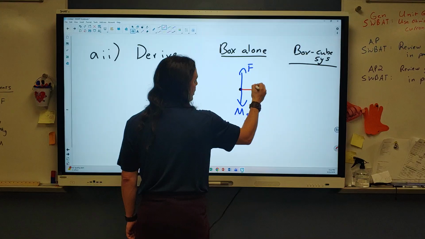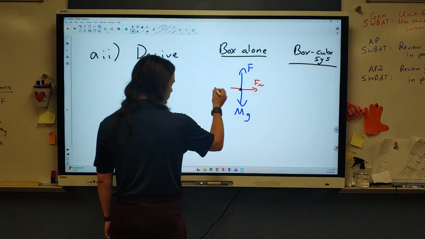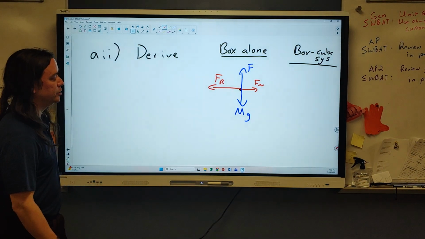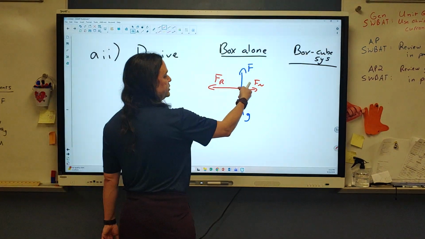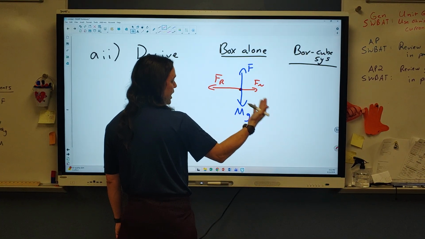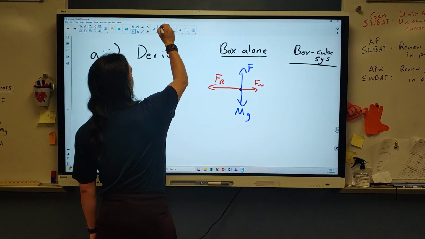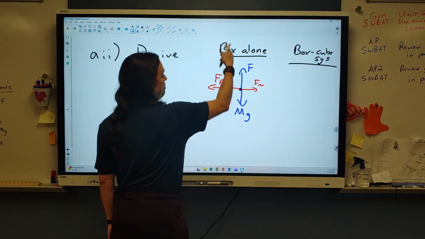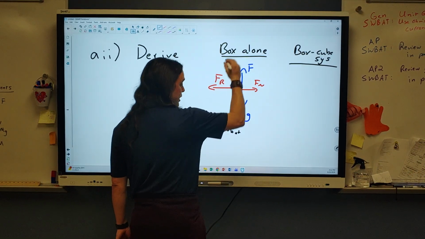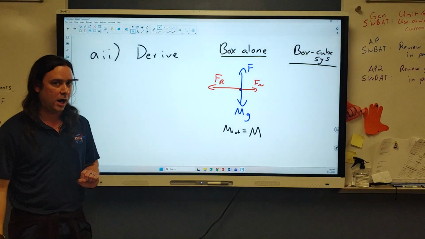For the box, it experiences Fn to the right from the cube, and it has the resistive force applied to it to the left. I also know that my resistive force is greater than the normal force because the box is going to slow down as a function of time. This is the free body diagram that we would use if we are using the box by itself. The total mass, m total, of this analysis would be capital M because I'm only looking at the box.